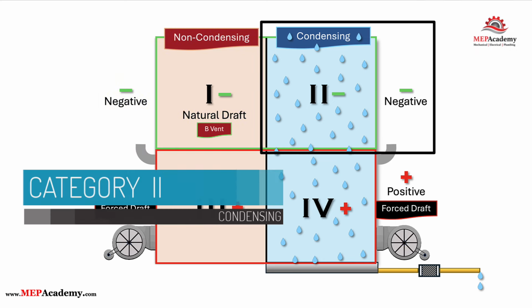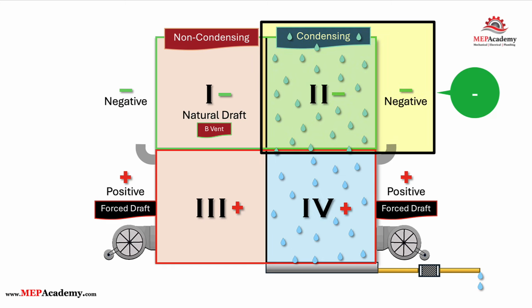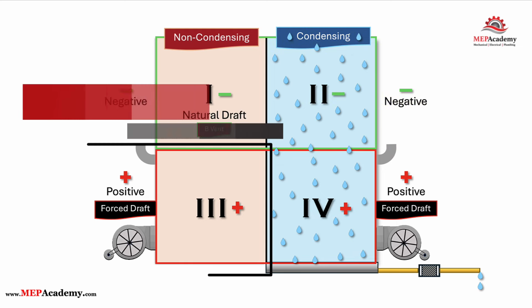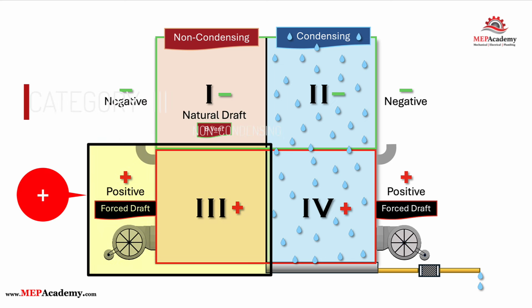Category 2. Category 2 also operates under a negative pressure like Category 1, but the flue gases are much cooler than a Category 1 vent. The cooler products of combustion make the gases susceptible to condensation, so they're located under the condensing side of the chart. Since condensation is possible, the material of the flue must resist the corrosive nature caused by the presence of moisture. Category 3. Category 3 vents are considered positive pressure because they use a power exhauster for combustion and venting.